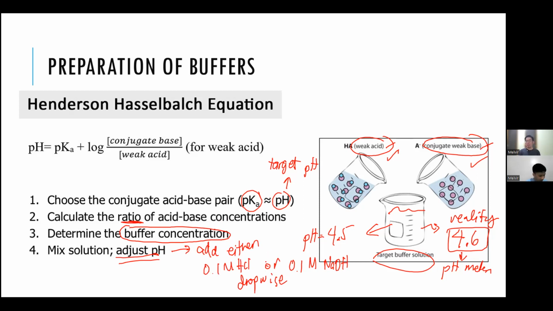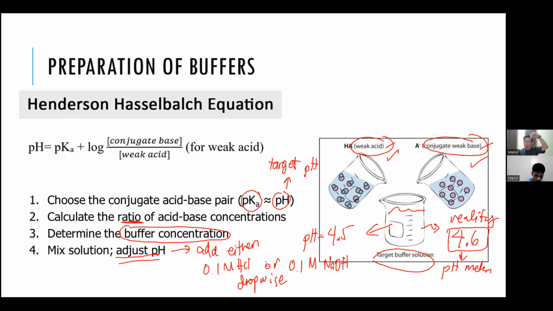In our case, ano ang gusto mong mangyari, Josh? Sa reading ng pH meter mo, 4.6. So, anong i-add mo sa acetate buffer mo? Ang target mo ay 4.5. Strong acid like 0.1 molar HCl. So mag-a-add ka ng 0.1 molar HCl, dropwise yan ha.